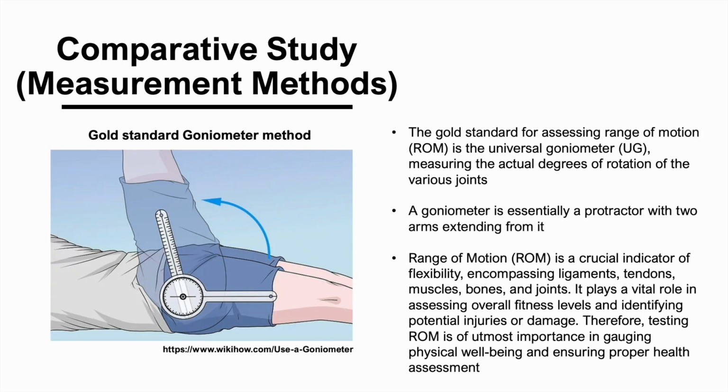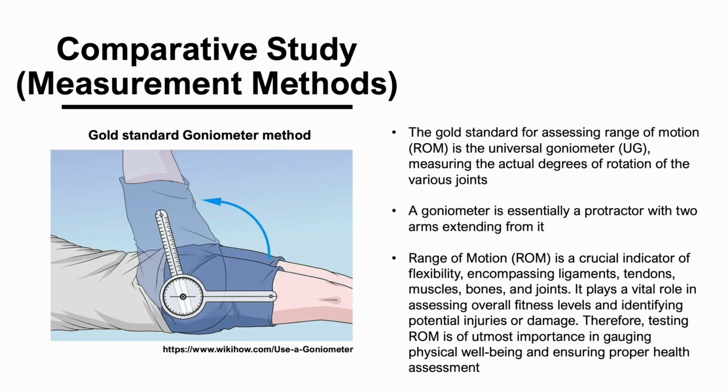The first method that the app will be compared to is the gold standard goniometer method, and it's also called the universal goniometer, and it's the gold standard for assessing range of motion. A goniometer is essentially a protractor with arms extending from it, two arms as you can see in the photo.